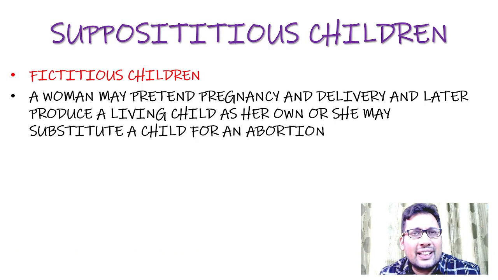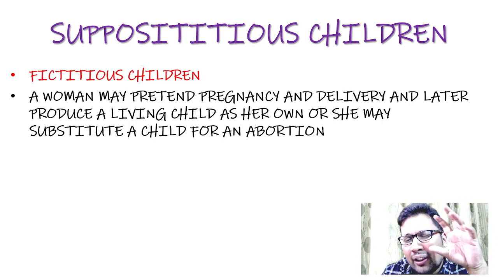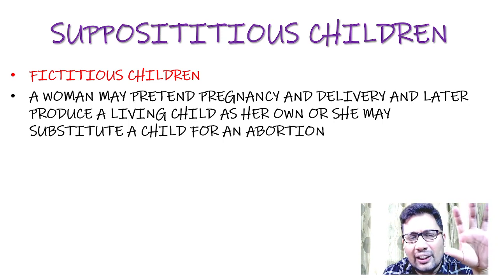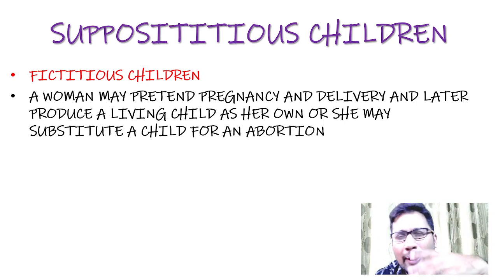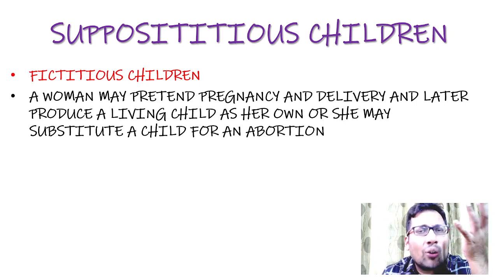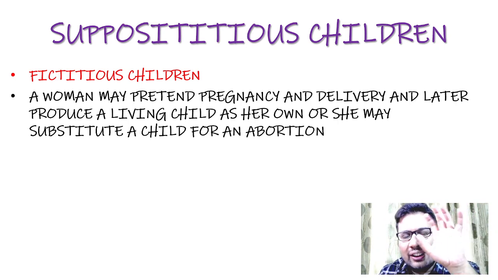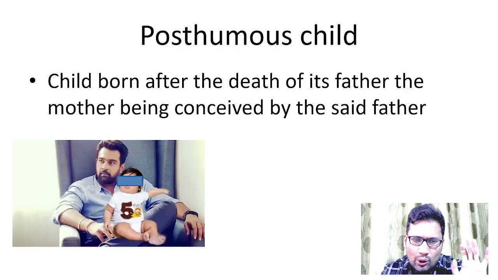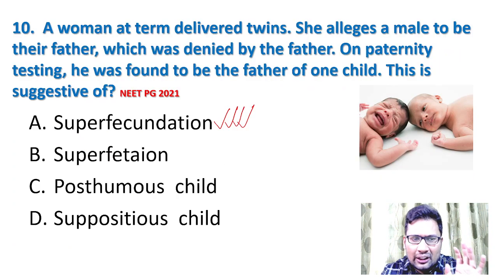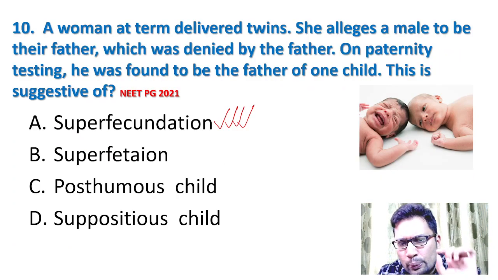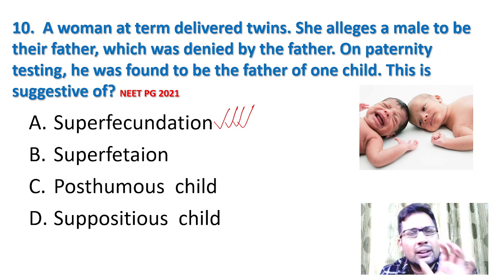Then supposititious child. It is also known as fictitious children. A woman pretends the pregnancy and the delivery, later produces a living child, male or female, as her own, or she may substitute a child for an abortion. So this is known as fictitious children. All four options are very commonly asked. So the answer for this question is superfecundation. Superfetation, already discussed. Posthumous, after death of the father. Supposititious is nothing but fictitious children.